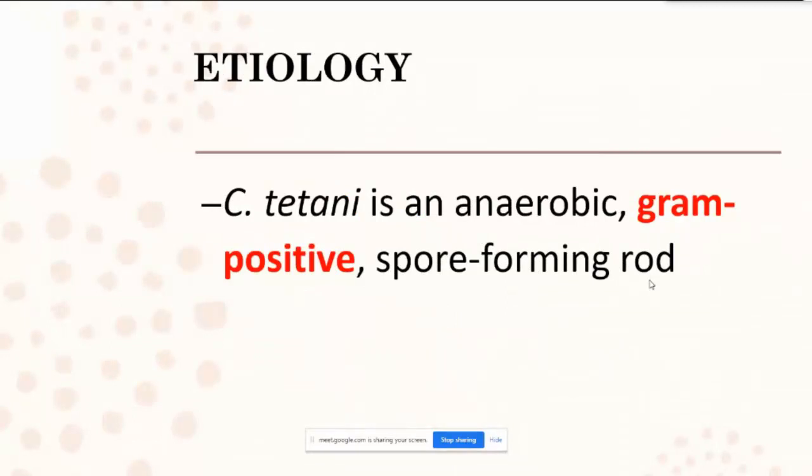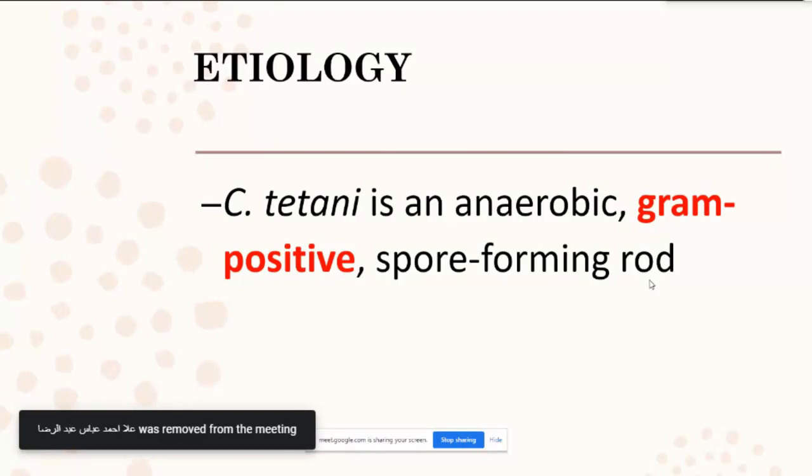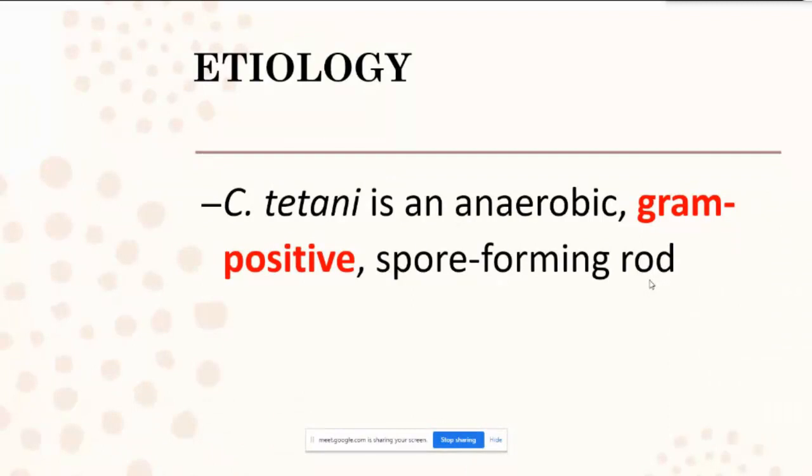What about the etiology of tetanus? As you know, Clostridium tetani, which is anaerobic, is responsible for this disease. It is an anaerobic gram-positive spore-forming rod. So these are a group of bacteria that are transmitted by spore formation. So it is a gram-positive bacteria and spore-forming.